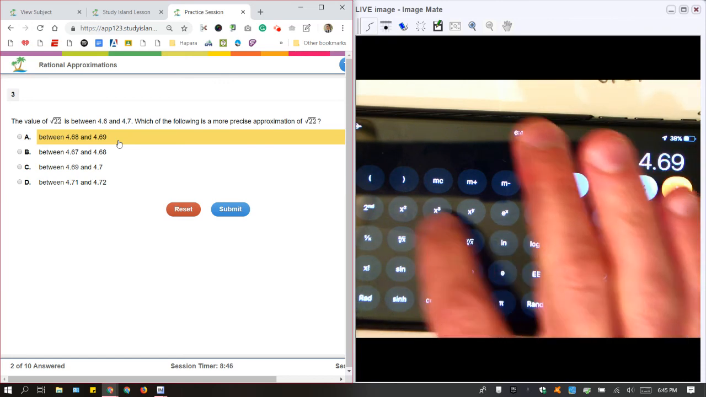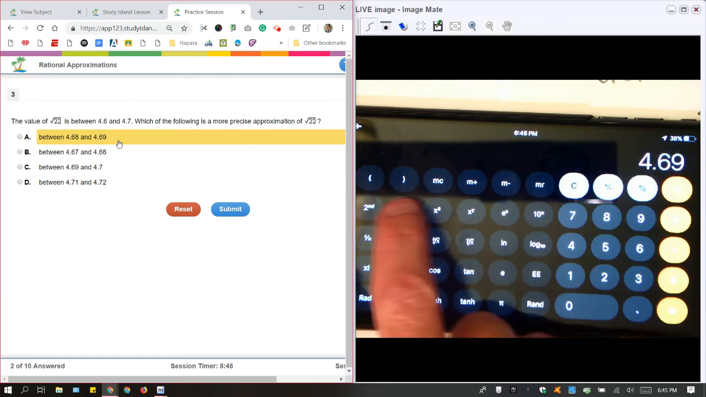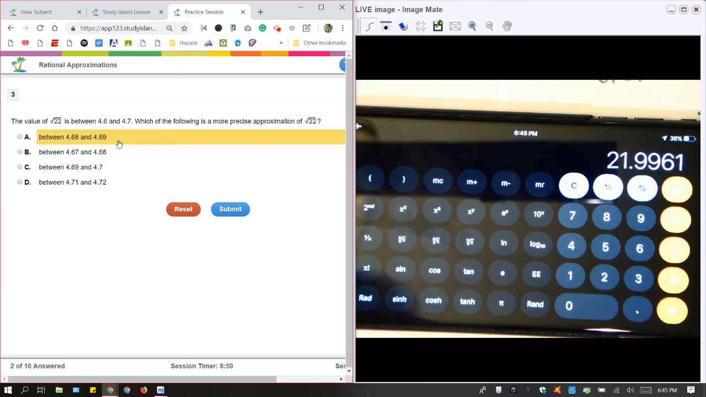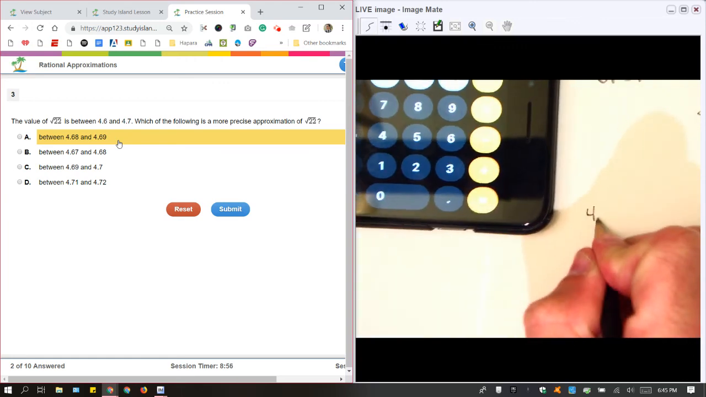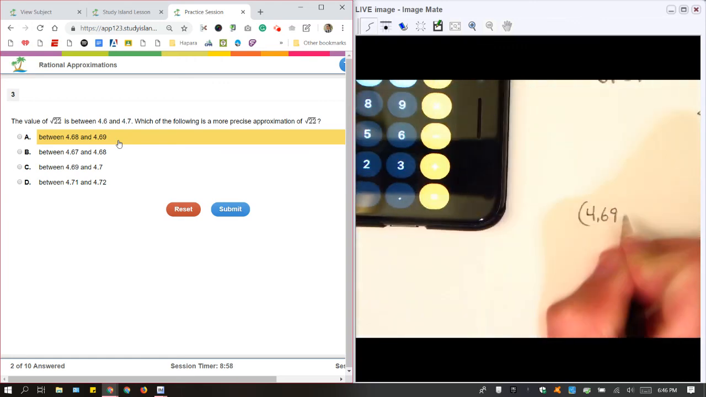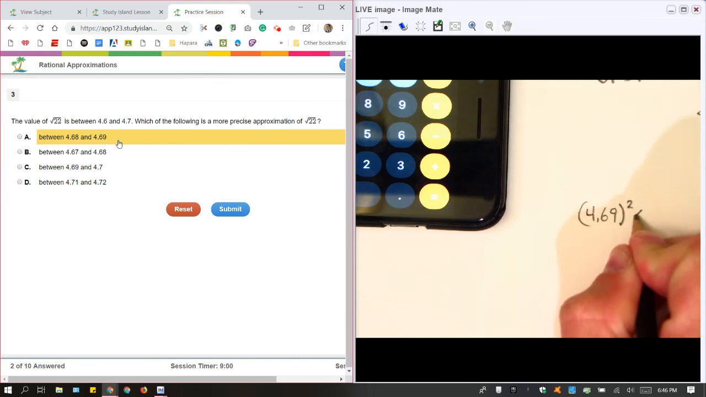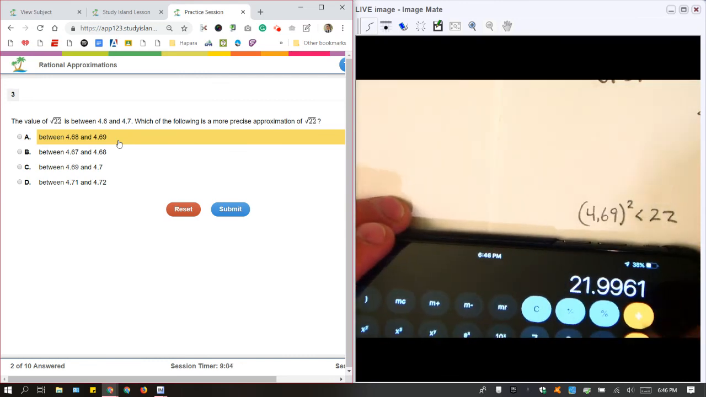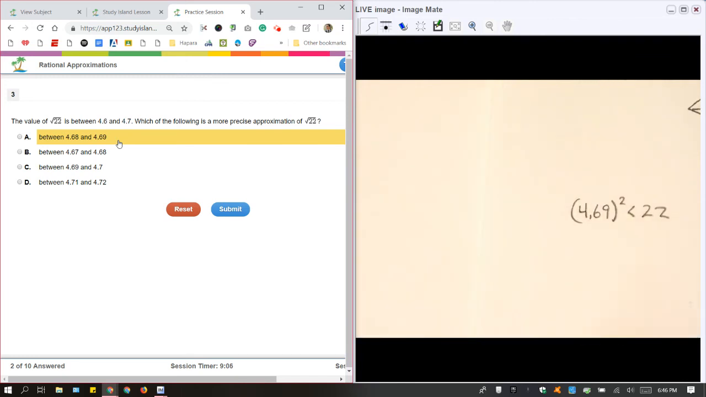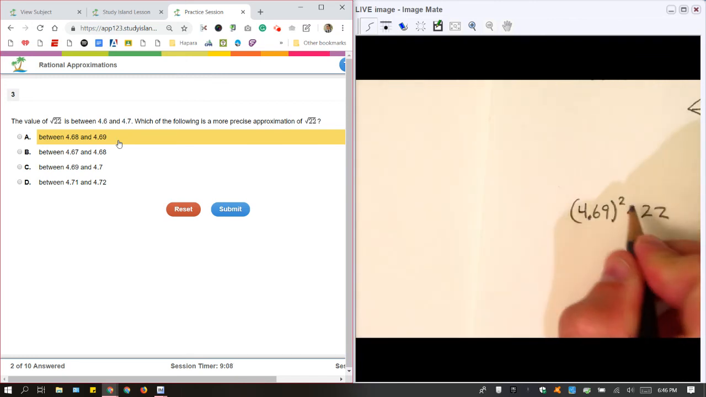4.69 squared is 21.9961. So 4.69 squared is less than 22, which it is. We got a little less than 22, 21.9961. Then 4.69 squared is less than 22.